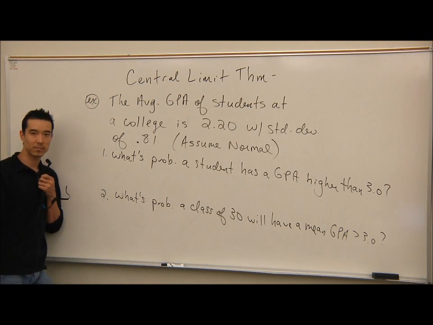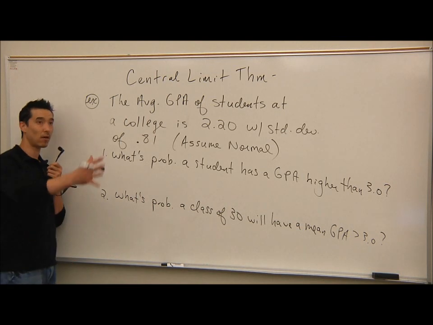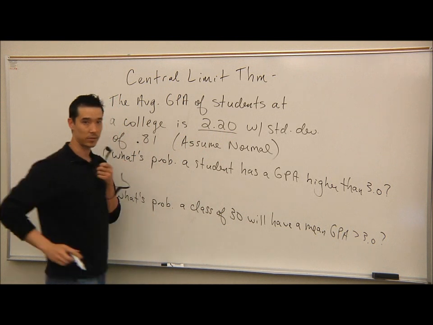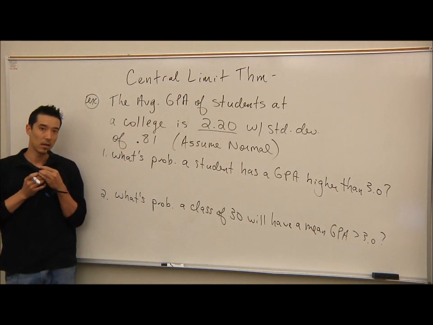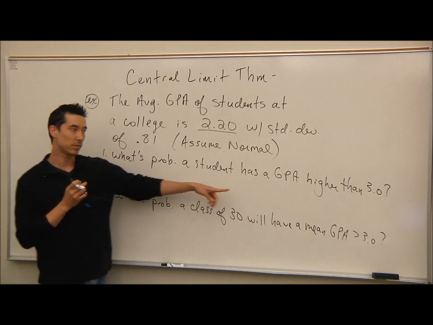Which one do you think has a higher chance of happening? The first one? You think the first one has a better chance of happening? No, I think the second one. You think the second one has a better chance of happening? Okay, so let's think about this. We know for a fact that for all of the students on this campus, the mean is 2.20 for GPA, right? We're going to select one person from this campus.